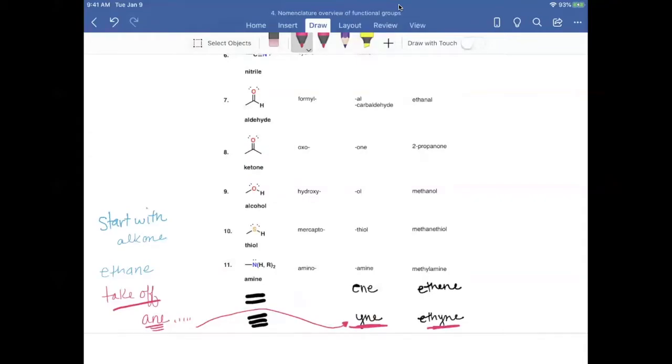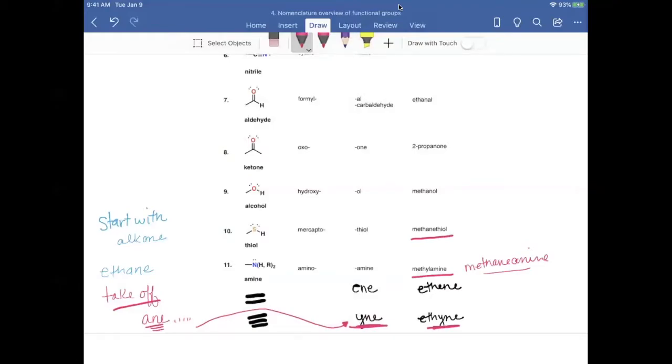So if we have a nitrogen in our compound in the form of an amine, we are going to take off the -ane and replace it with -yl-amine, methanamine, or methylamine, shown here. If we have a sulfur in the compound, we're going to leave the -ane here and add to it -thiol. So this is going to be methanethiol. I've also heard the amine called methanamine, and so I would accept that answer as well.